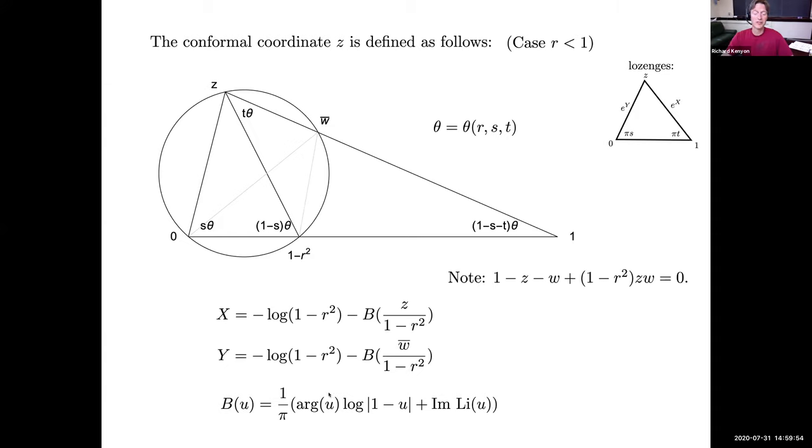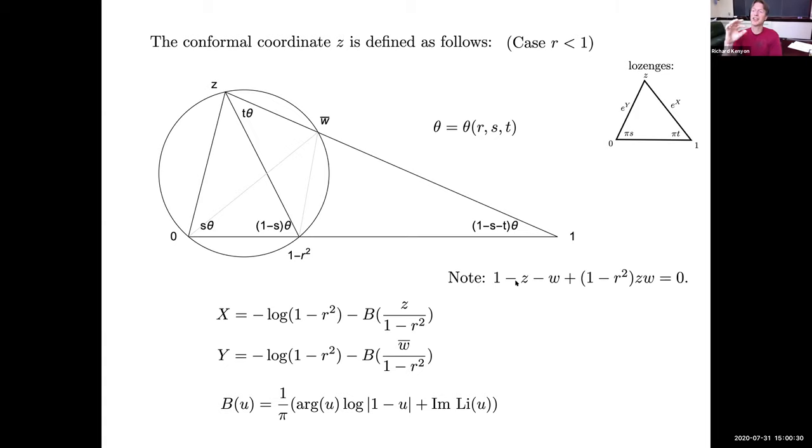It's a complicated function. And y is the same thing, but with z replaced by w bar, where w bar is this point here. There's a circle: if you take a circle around z, 0, and 1 minus r squared, and draw the line from z to 1, it'll intersect the circle at some new point, which we call w bar, the conjugate of w. The actual value of w can be obtained from this simple expression here. So w and z are complex analytically related to each other through this equation.